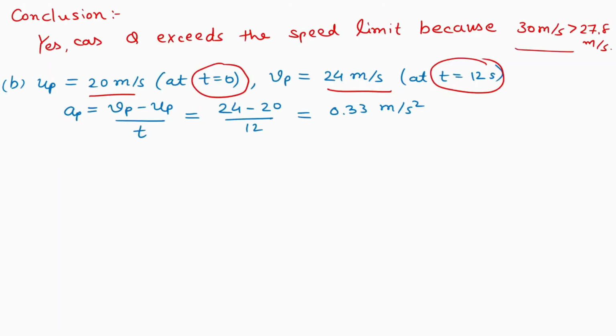So you know the definition of acceleration: final minus initial velocity upon time taken. So 24 minus 20 upon 12, and it is about 0.33 meter per second squared. And the positive value means it is accelerating with time.